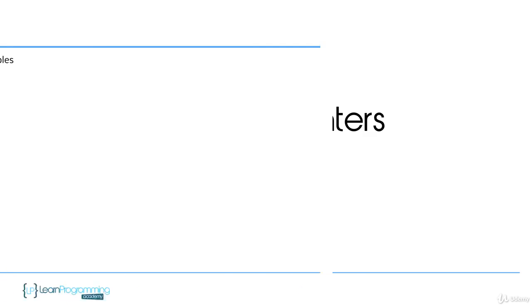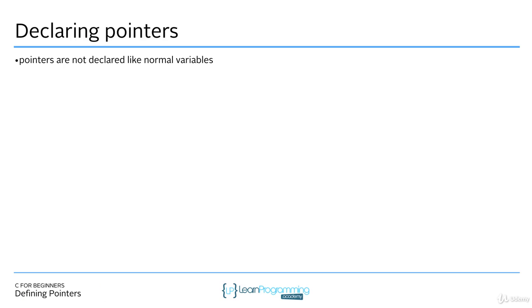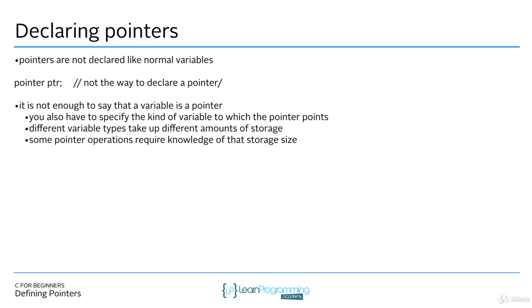Okay? So declaring a pointer is not the same as creating a normal variable. You can't just do something like that; that's not the way to declare a pointer. The syntax is slightly different. You use an asterisk. It's not enough to say that a variable is a pointer. You also have to specify the kind of variable to which the pointer points.